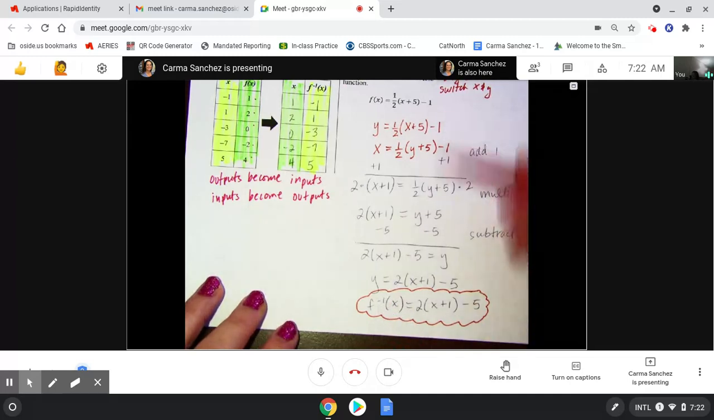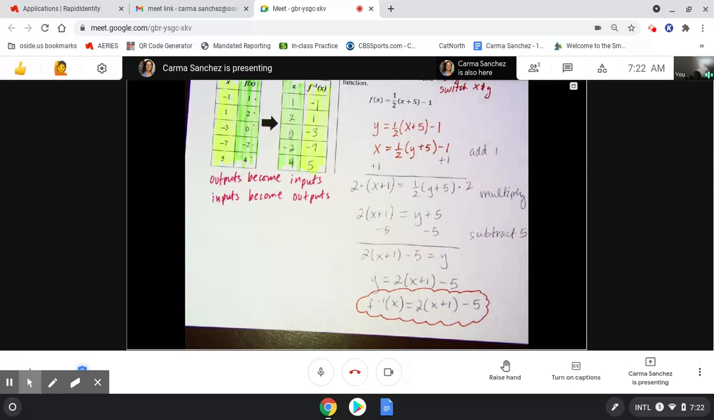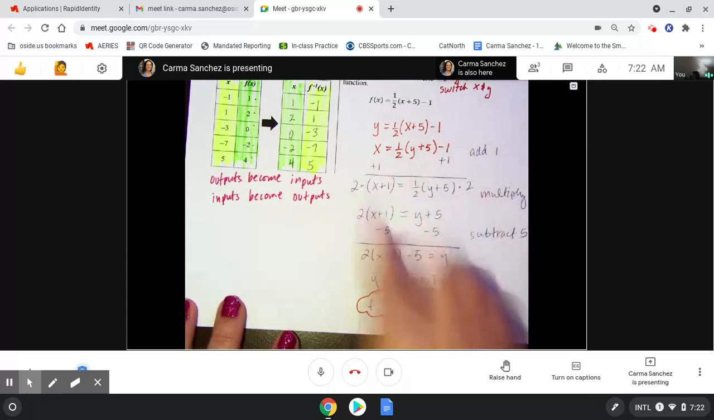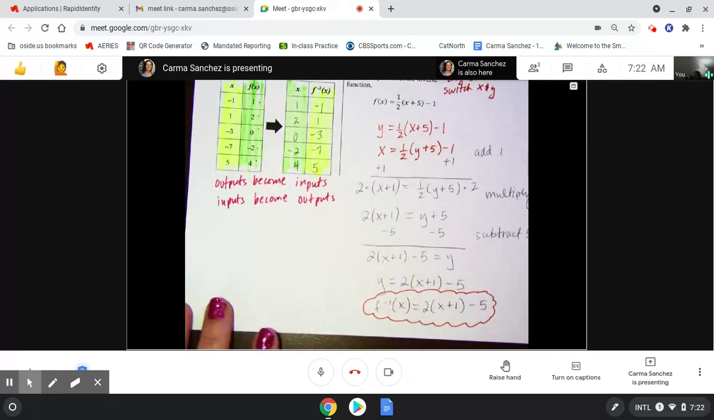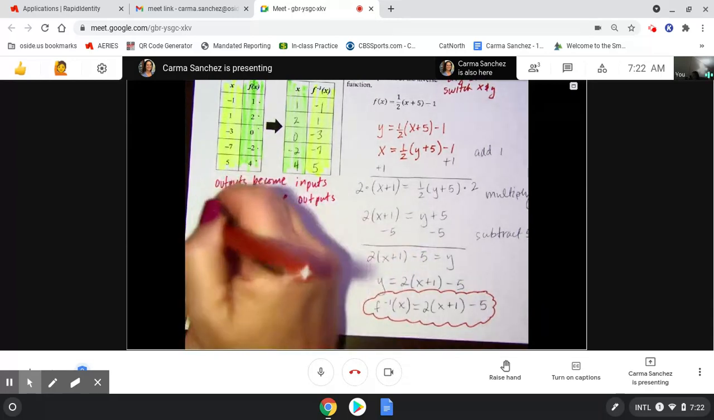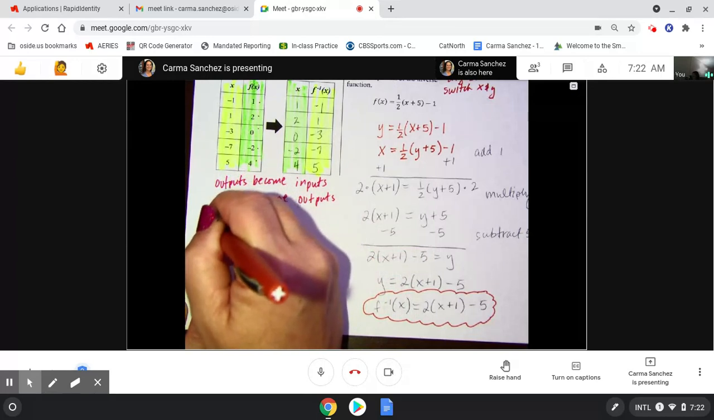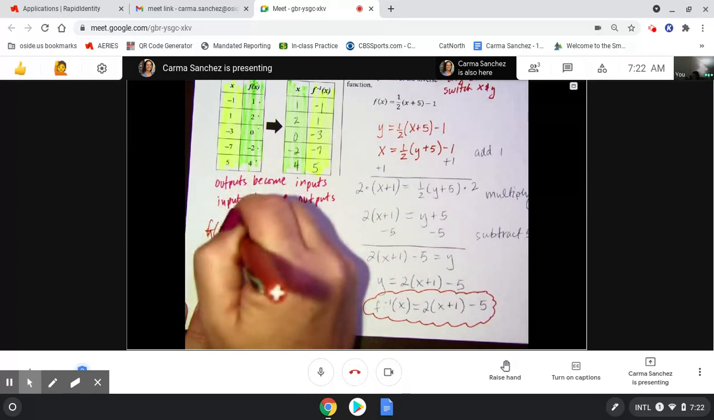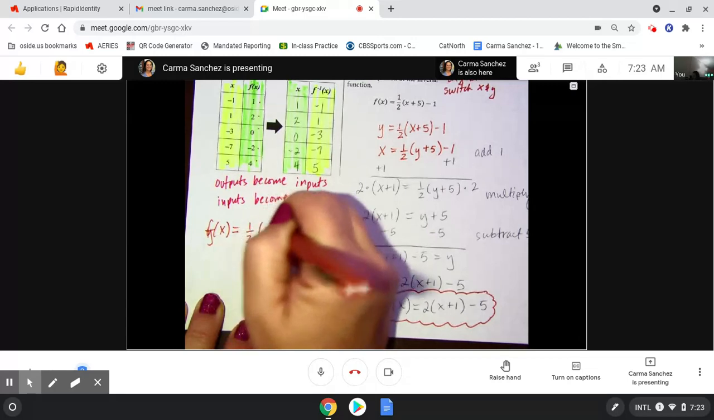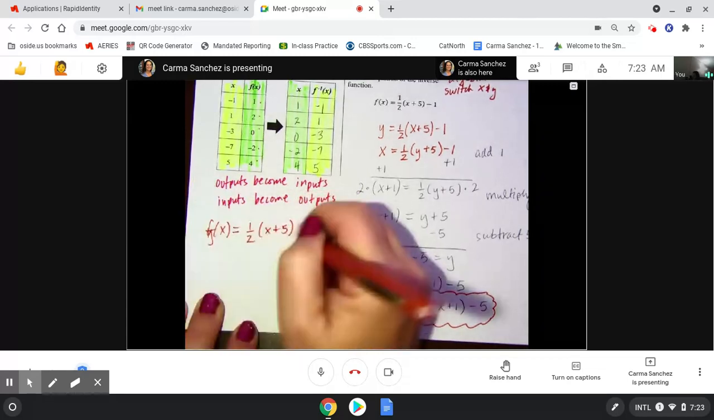This is the algebraic method of switching the x and the y. Now, there's kind of a shortcut to this method that the Math 3 teachers prefer. And this is a real quick table. So I'm going to go ahead and just rewrite the function. Oh, let's call it f of x. f of x is equal to 1/2 (x plus 5) minus 1.